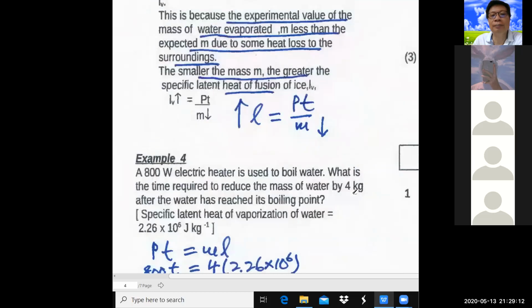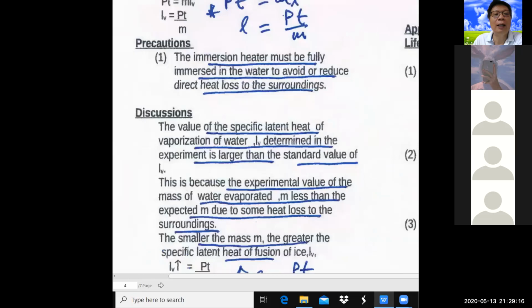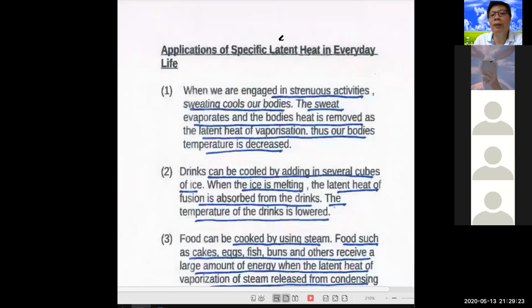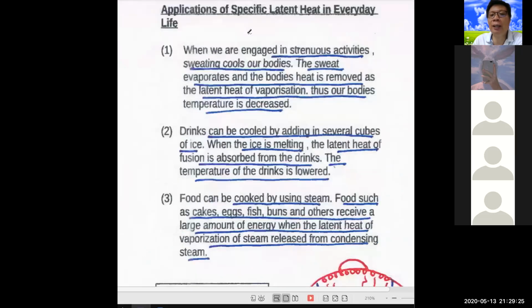Okay, so far can understand all? And then some applications. I want you to explain, can you guys explain or not? In which area are we using latent heat? This one is important for your essay question. You must know how to explain how the latent heat is being applied there. Okay, the first example.